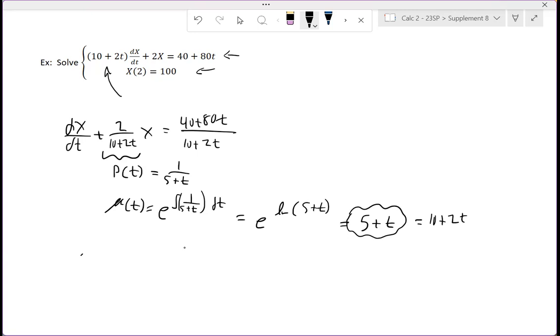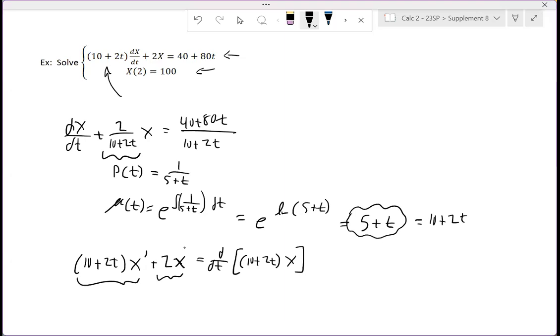So how do I get 10 plus 2t x prime plus 2x? How do I get the same thing back that I started with? Well, this was already a perfect derivative. So if we had recognized that at the outset, I could have recognized that this is d dt of 10 plus 2t times x. Differentiating the x gives me the first term. Differentiating 10 plus 2t gives me a 2. So there's my 2x for that second term.